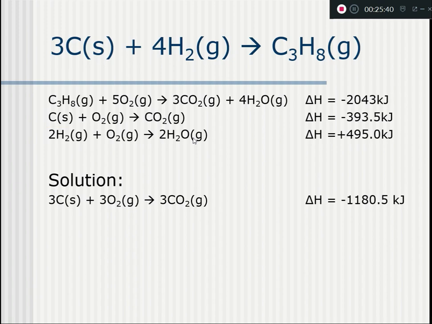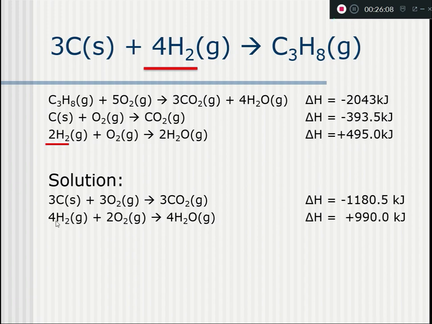Okay, next component, hydrogen. I have 4 hydrogens in my desired reaction, but I only have 2 hydrogens in the only reaction that has just hydrogen. It's on the correct side, which is awesome, but it has the wrong coefficient. I want a 4, it has a 2. So that means for this third reaction, I have to multiply it by 2 to make sure there's a 4 out front. So if I multiply all my coefficients by 2, then I have to multiply my amount of heat from that reaction times 2.